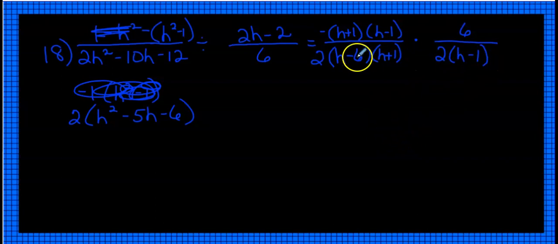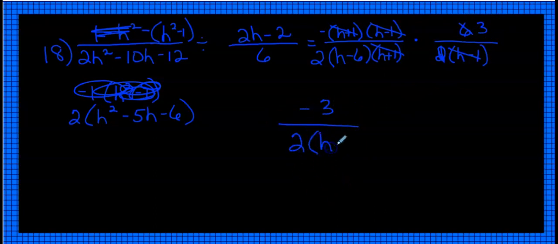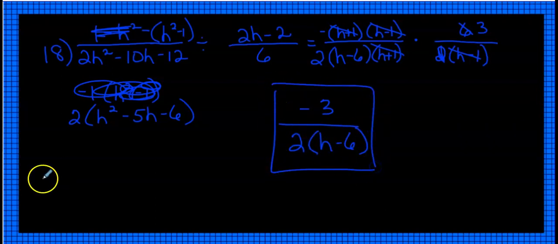So now I can cancel some stuff. I can cancel an h plus 1 there and h minus 1. I can do the 6 and the 2. That's going to be a 3 there. I think that's it. Don't forget about the negative here. It needs to go with the 3. So my numerator is a -3. My denominator is 2 times h minus 6, and you can leave that like that. You don't have to multiply that 2 in.